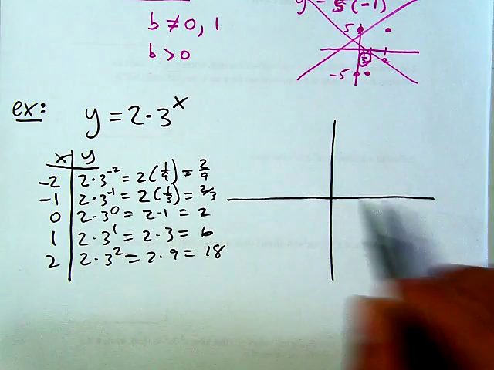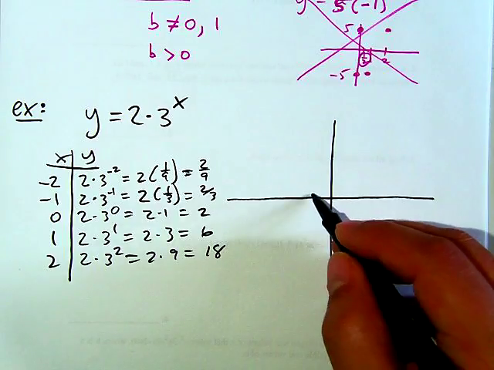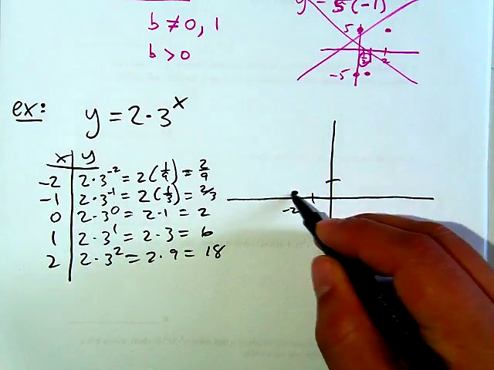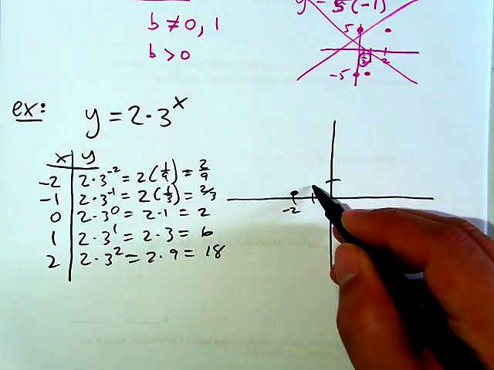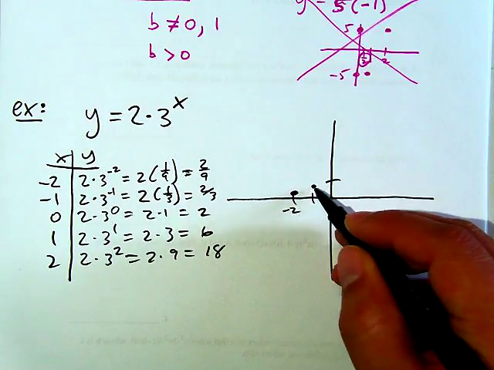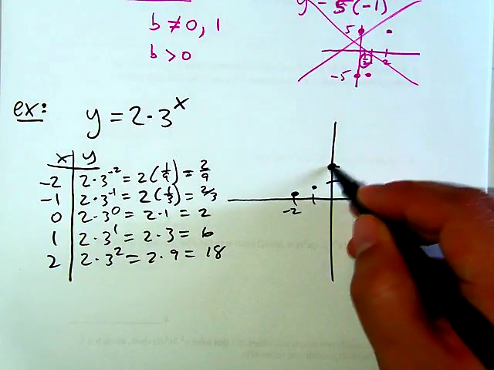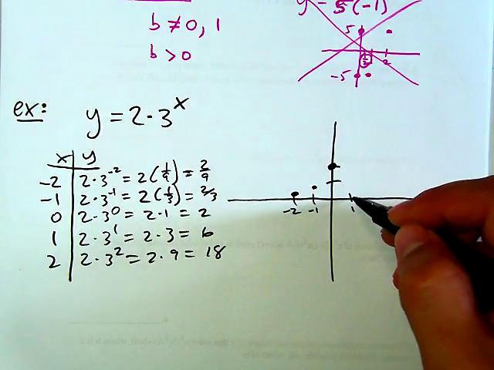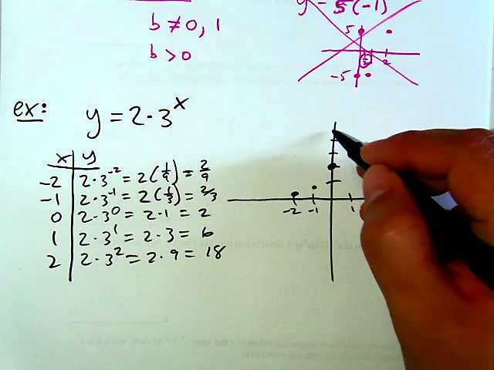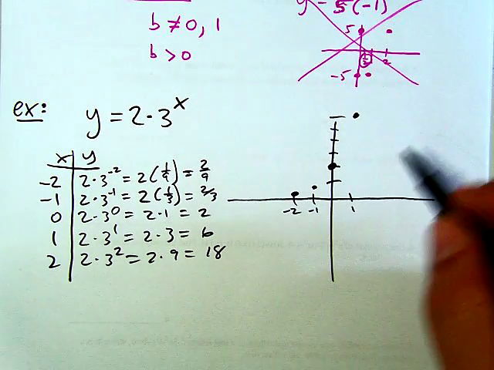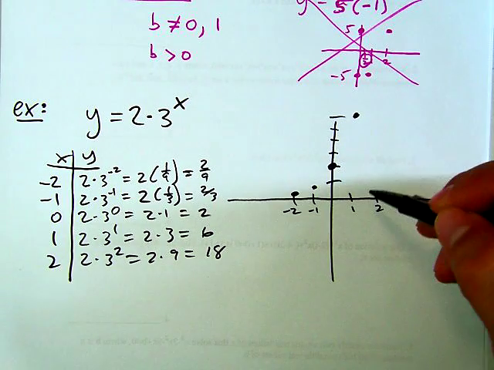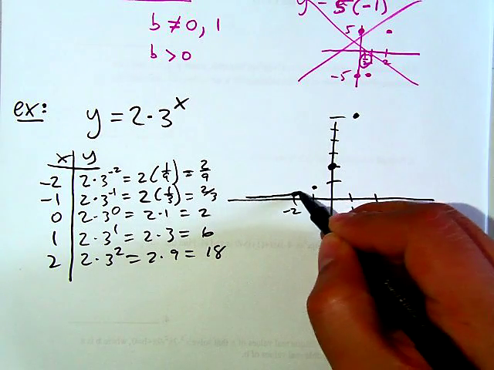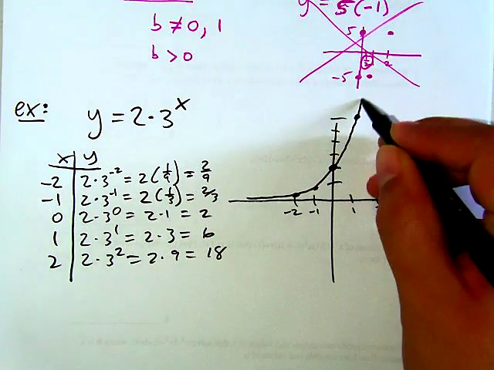And let's just kind of look at the graph. So at x equals negative 2, the graph is just above the x-axis at 2/9. At negative 1, it's a little closer to 1 at 2/3. At 0, now y is 2. At x equals 1, the graph is at 6, so 1, 2, 3, 4, 5, 6. Now we're all the way up here. And if I graph 2, that's going to be way up there at 18. So you guys can kind of see that the graph of the exponential function looks something like this.